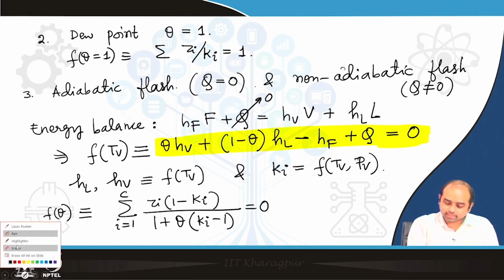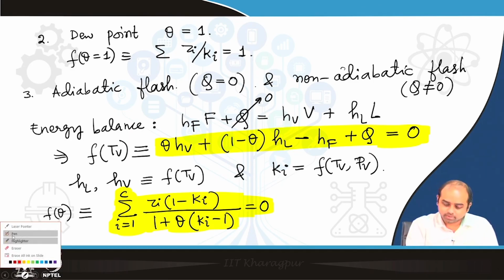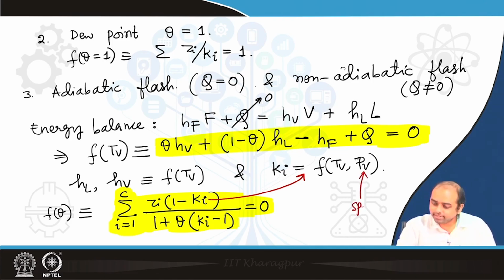Together, please note that in this theta equation also, the Ki which is present is a function of TV and PV. Even in this flash condition, the pressure will be specified, so Ki is a function of temperature and pressure, and since pressure is generally specified, temperature is unknown. So, in these two equations you have theta unknown and temperature unknown. For two unknowns you have two equations, which again need to be solved iteratively.